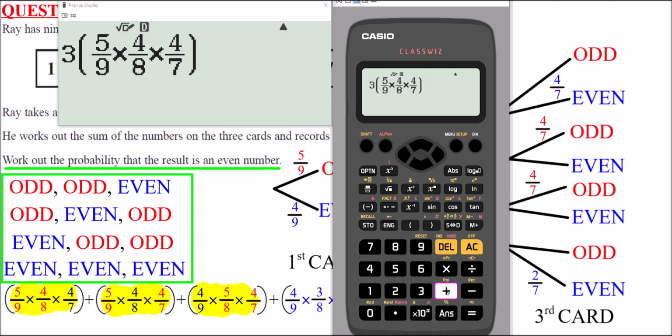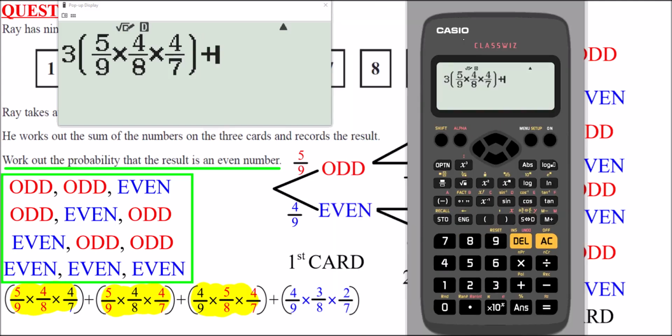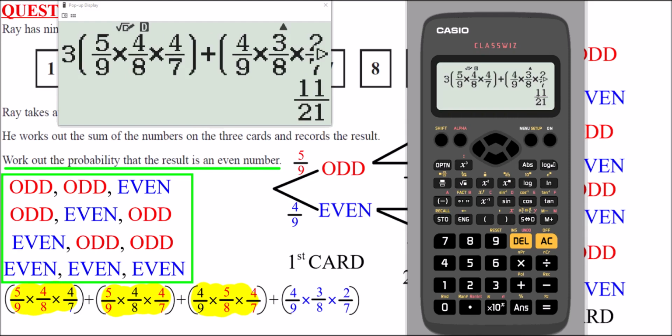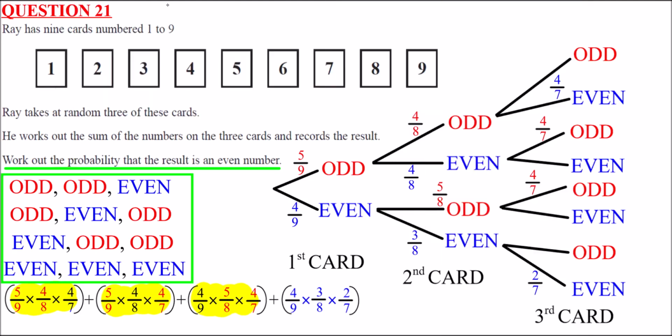Then finally, because this final one is different for the evens, I need to add on to that, in brackets, 4/9 multiplied by 3/8 multiplied by 2/7. Press equals and cross your fingers. We end up with a probability of 11/21, and that is our final step. So the final probability of the sum being an even number for these 3 pickings is 11/21.